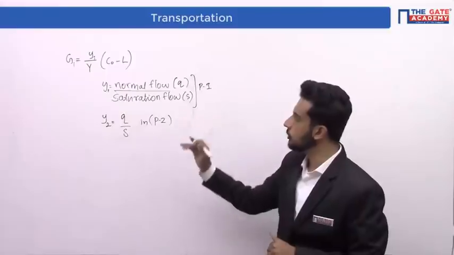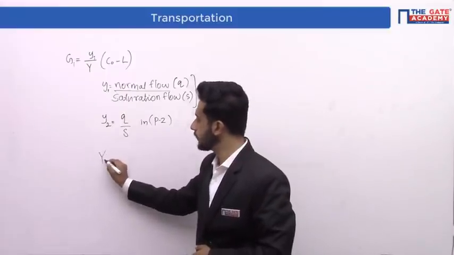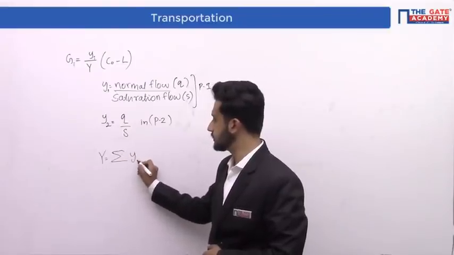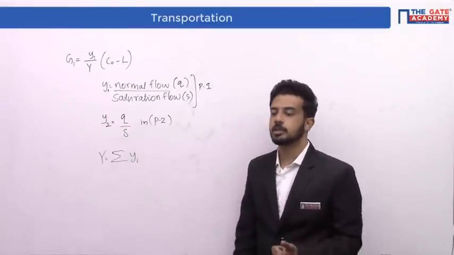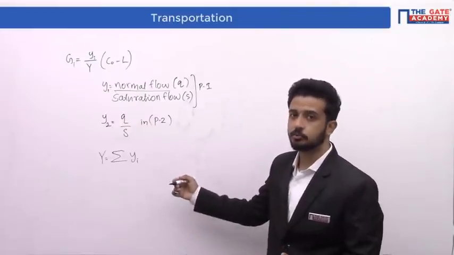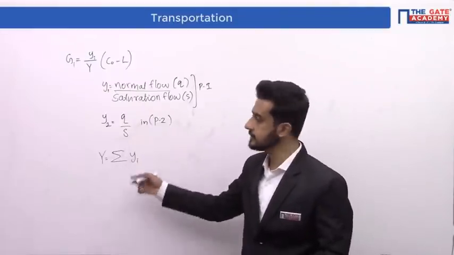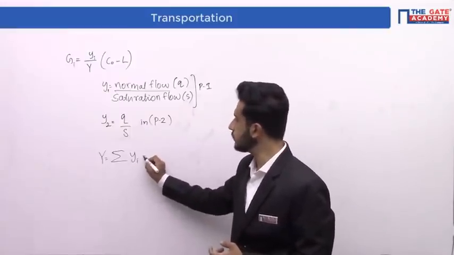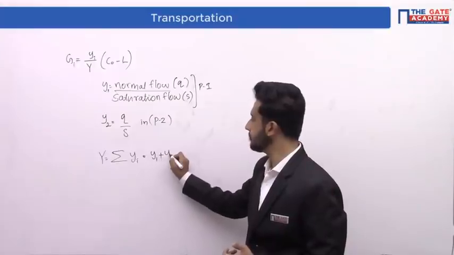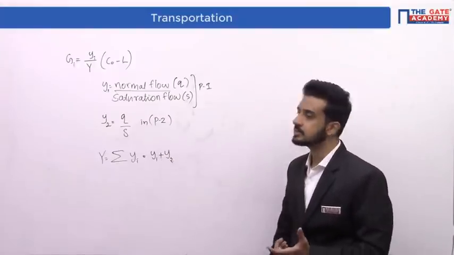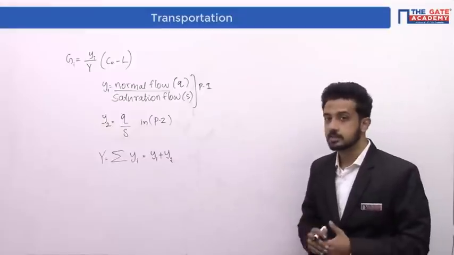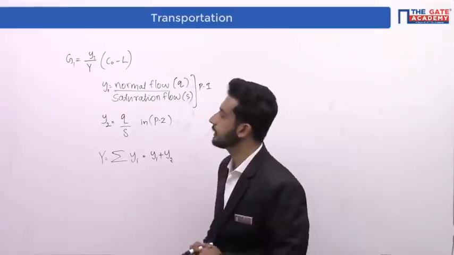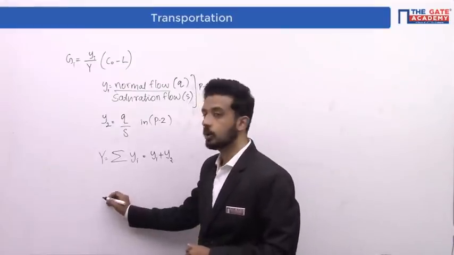Fine. Now, what is capital Y? It is the sum of these ratios, correct? If it is a two-phase signal, like in this case, we are having two ratios. So in this case, it will be Y1 plus Y2. That is capital Y. What is C naught? C naught is the optimum cycle time, and capital L is the lost time.